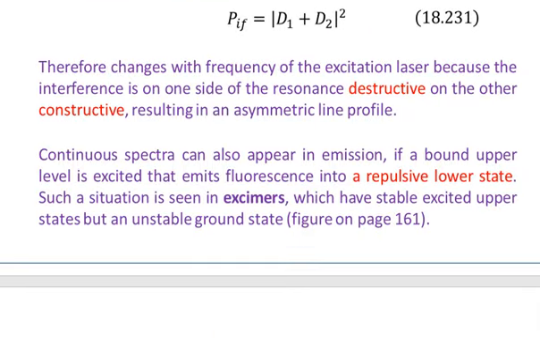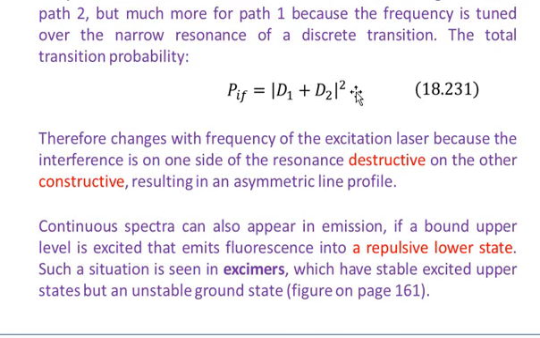This PIF, however, changes with the frequency, because D1 will depend upon frequency. So it changes with the frequency of the excitation laser, because the interference is destructive on one side of the resonance and constructive on the other side, resulting in an asymmetric line profile. So you see that since there are double transitions simultaneously, on one side it could be destructive, on the other side it could be constructive, and due to this there is a Fano profile. That is, the profile will not be symmetric.